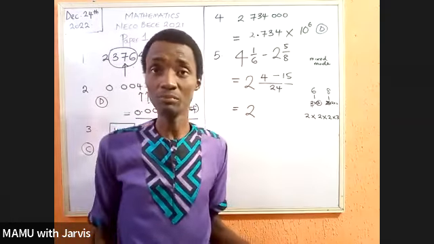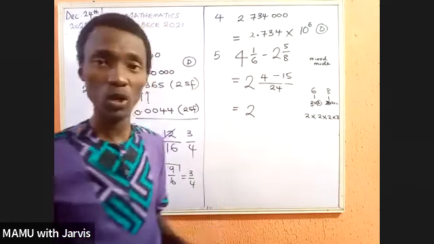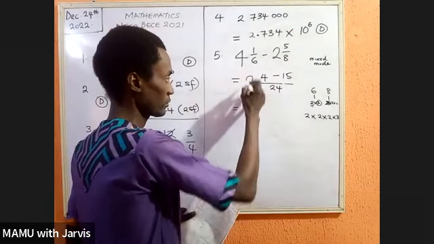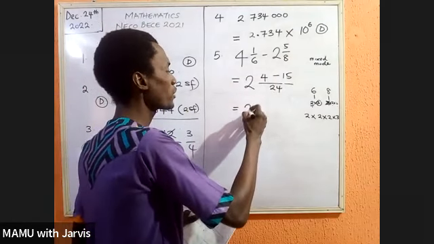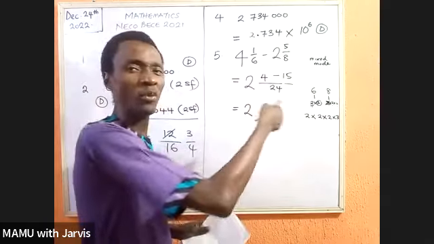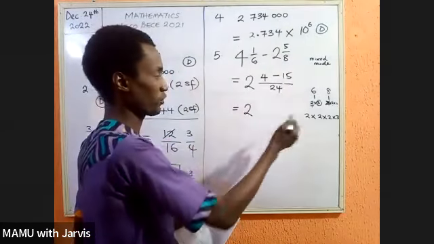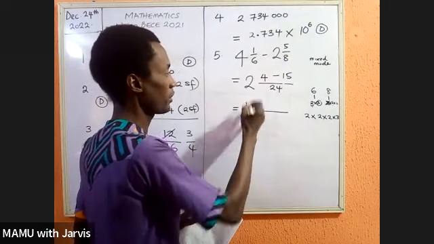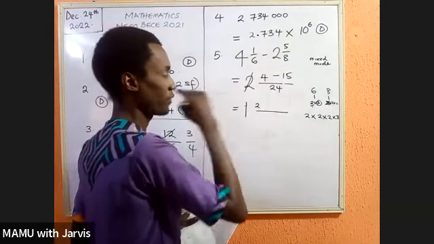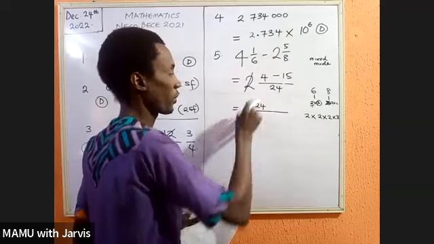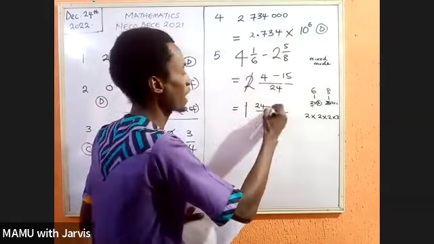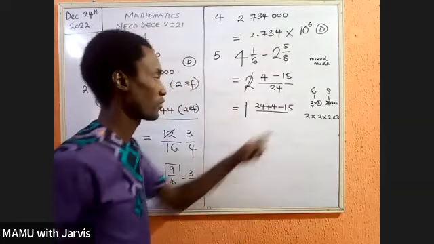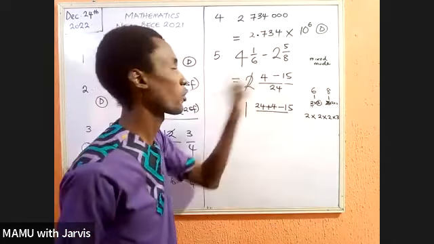It's not possible. It's not possible. So what do you do? You take 1 from here. And every 1 you take is equal to 24 parts of 1 over 24. So this will be what? I take 1 from here. I'll be left with 1. And then I bring in that 24 here. What am I doing? I'm going to add 24 to this 4. So that I'm able to remove what? 15. I can't remove 15 from 4.